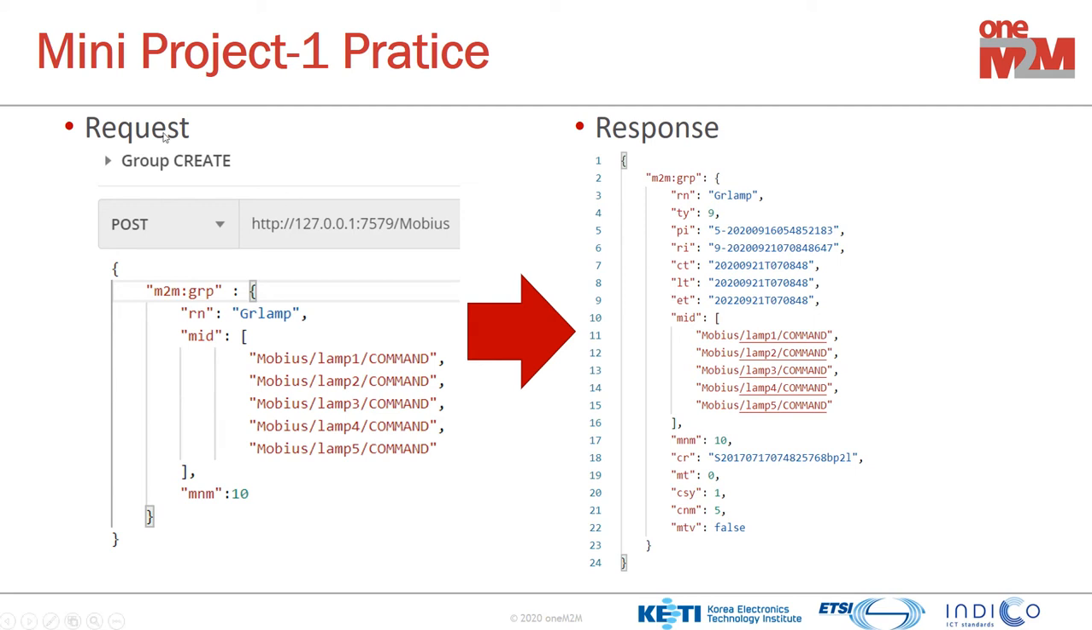And as you see from the screen, those members are like Mobius, lamp1, and command. So this is the container resource that we are going to send the content instance creation to as individual commands. So new commands will be created under this container resource. And when you send the group creation request, then we will get the response back like this. We create the group resource having those 5 members as we requested. Let's see how it works.